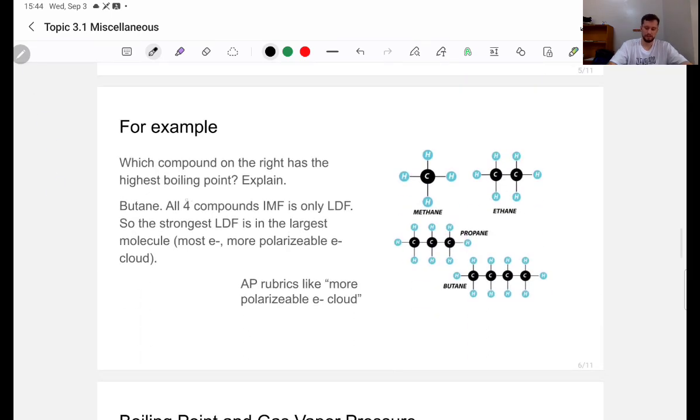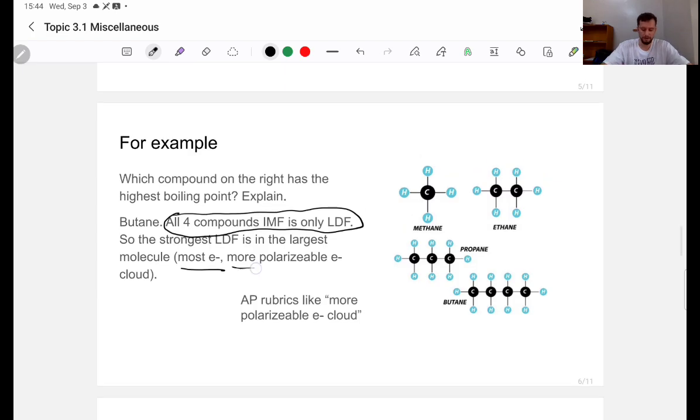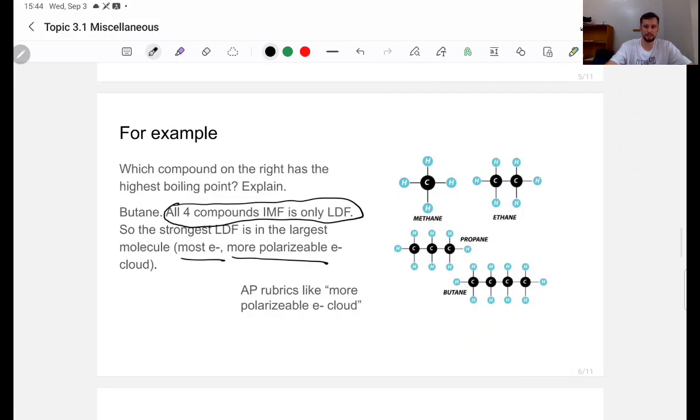In an answer like this, you should come out first and say all the compounds just have London dispersion forces. However, butane has the strongest London dispersion force here. And you can use the language: it has the most electrons because it's the largest molecule, and therefore a more polarizable electron cloud. A lot of the AP Chem rubrics or explanations like that terminology, so I suggest you use it. It is a more polarizable electron cloud the larger the molecule is.